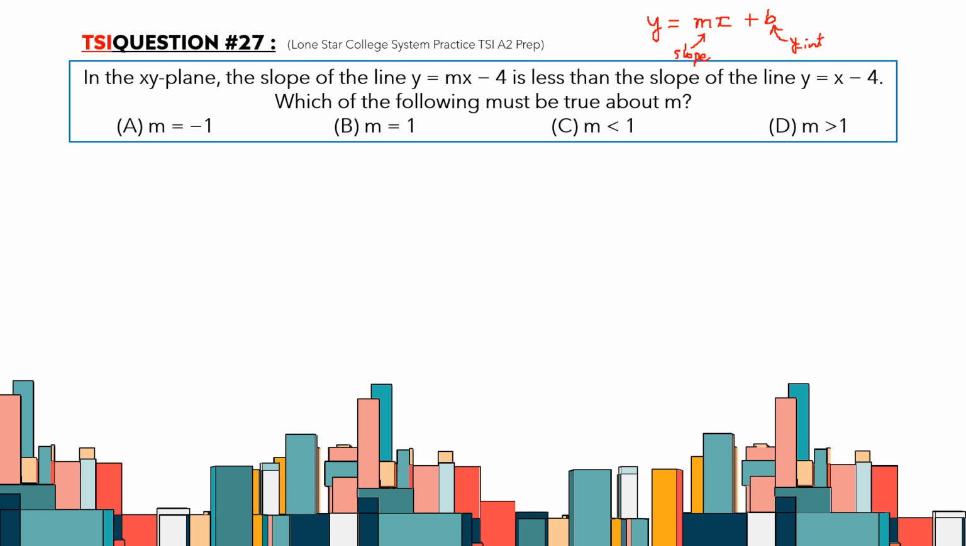So let's highlight the given information. The slope of the line y equal mx minus 4 is less than the slope of the line y equal x minus 4. Find the true statement.